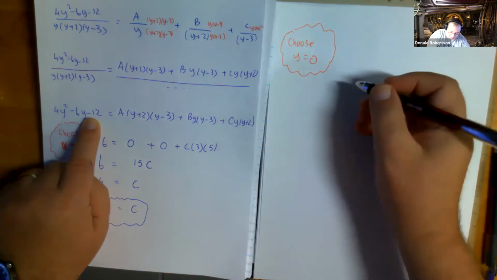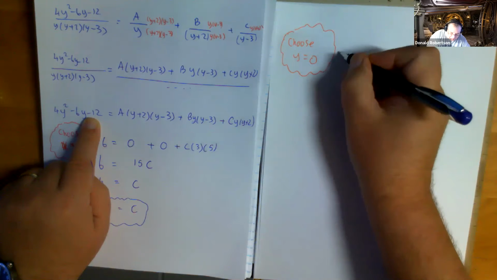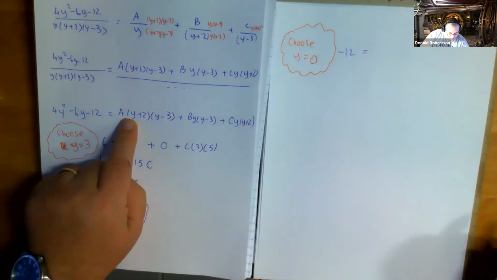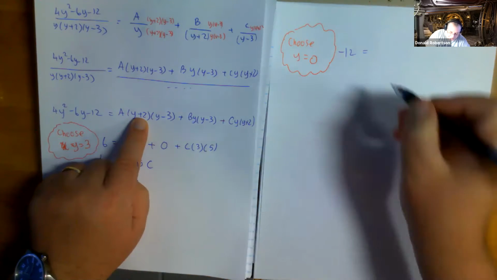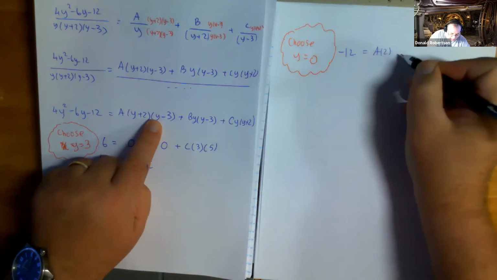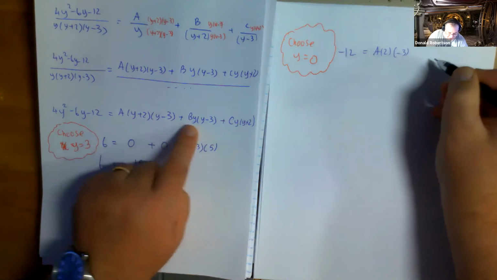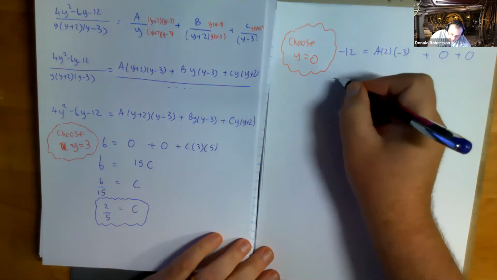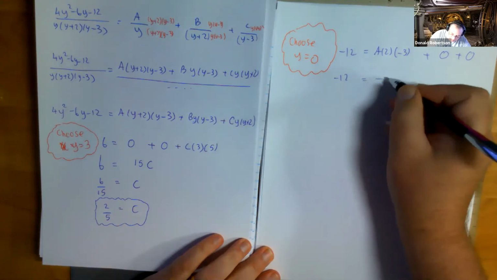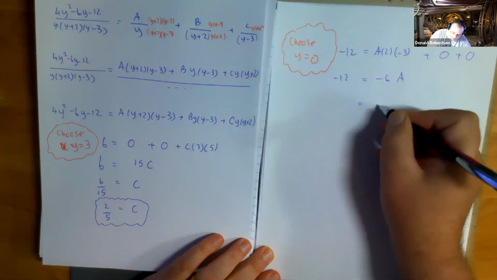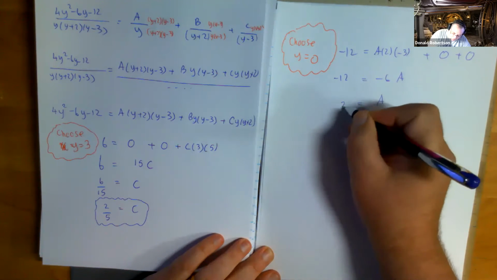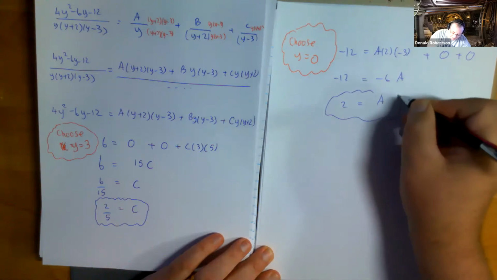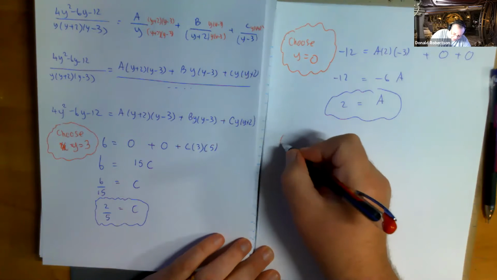So let's see what you get. 0, take away 0, take away 12. Okay, I can handle that. That's negative 12. A times 0 plus 2, which is 2. 0 take away 3 is negative 3. B times nothing, C times nothing. And we now have negative 12 is negative 6A. And that gets me A is 2. We're almost done then.